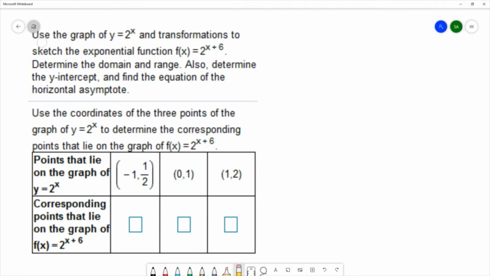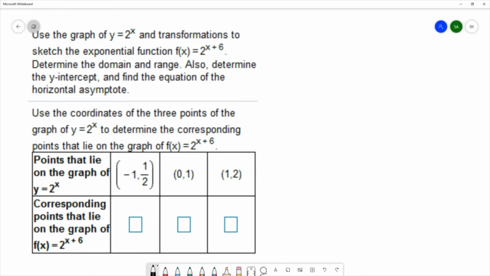On this question, we want to use the graph of y equals 2 to the x and the transformations to sketch the graph of the function f of x equals 2 to the x plus 6. We want to determine the domain and range, and also determine the y-intercept, and find the equation of the horizontal asymptote. Now the first part says we want to use the coordinates of the points on the graph of y equals 2 to the x. Those coordinates are given to us, but I want to go over where these coordinates come from.